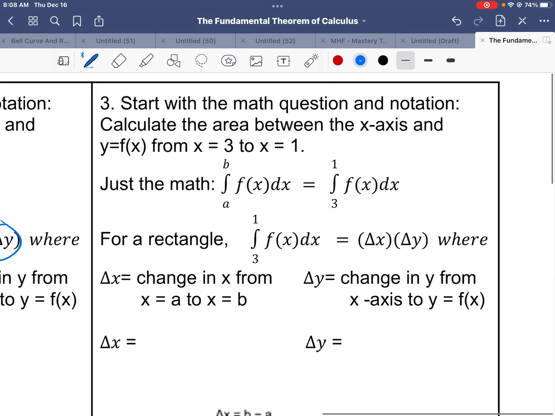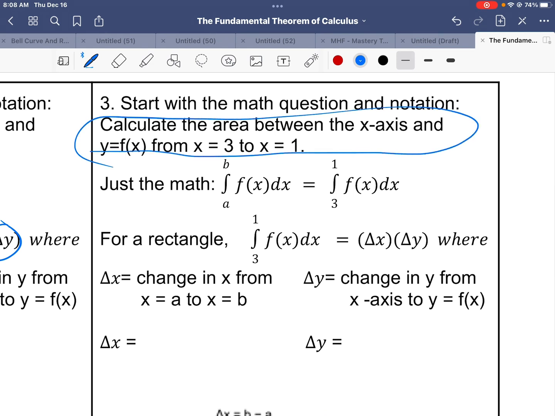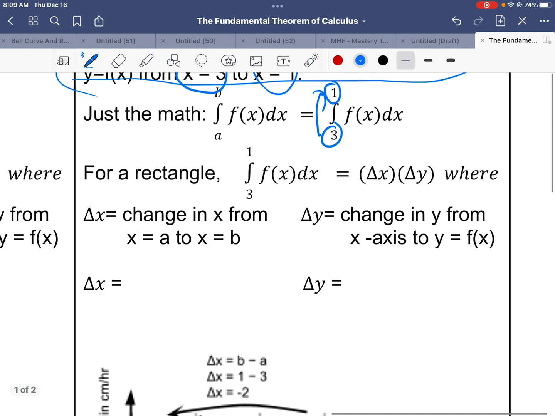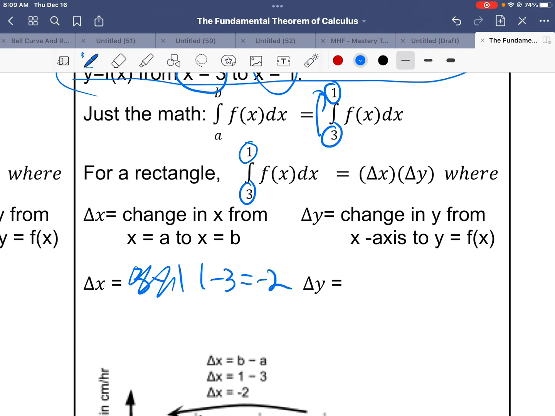Here's one more. Same thing, mathematics-wise, I just want to get the area from x equals 3 to x equals 1. Right away, it says from x equals 3 to x equals 1. Will delta x be positive or negative? We know we're going from 3 to 1. That goes to the left. So what is the change from 3 to 1? It'll be 3 minus 1. Whoops, other way around, sorry. 1 minus 3, and that's going to be negative 2.